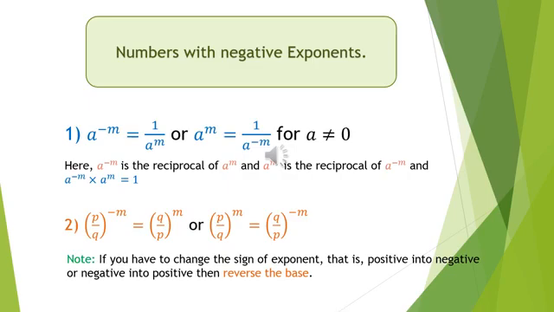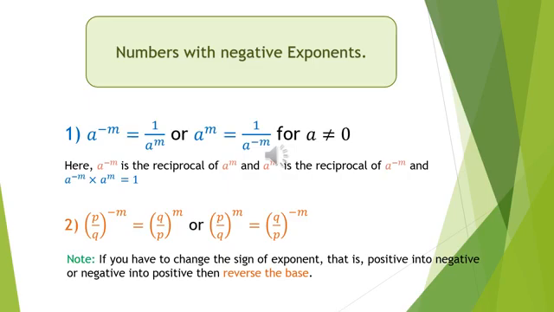Now the second part is, it is given that p upon q raised to the power minus m, and you have to convert this number into a positive exponent. Here the power is minus m and you have to convert it into a positive exponent. How will you convert? You will reverse the base, and the power will be positive. For example, p by q is the base. Now reverse the base and the new base will be q by p and the power will be m, only positive.